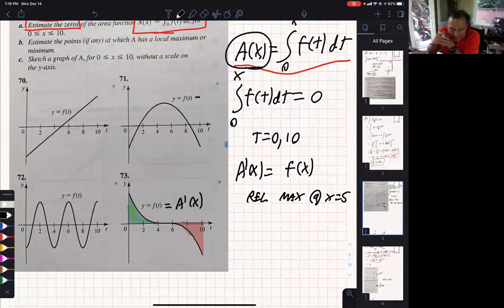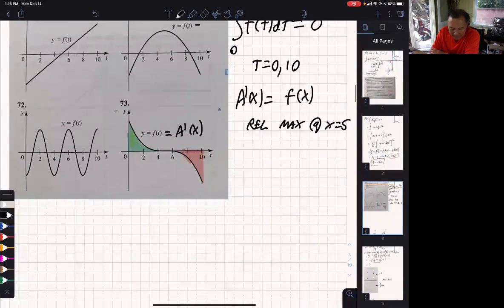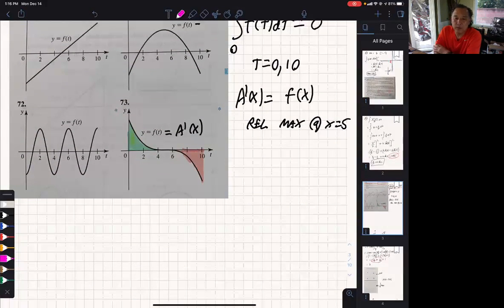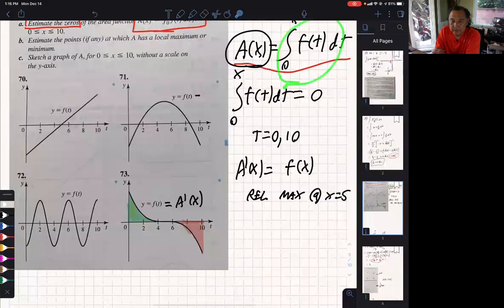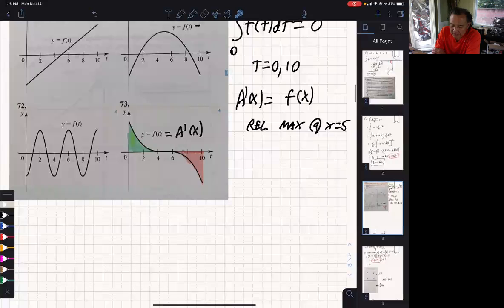Part C, sketch a graph of A without a scale on the y-axis. So this is just guessing. You are guessing, and I will show my guess. Okay, here's how it works. This function here is net area. So as I move farther right, I just add more area. So at the beginning, I add that slice. Let me change the color to red. So I add that area to my function.